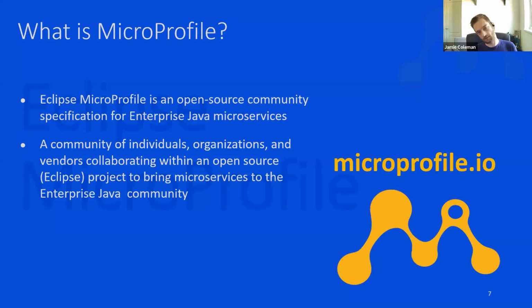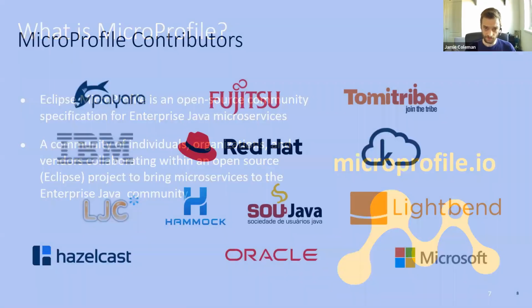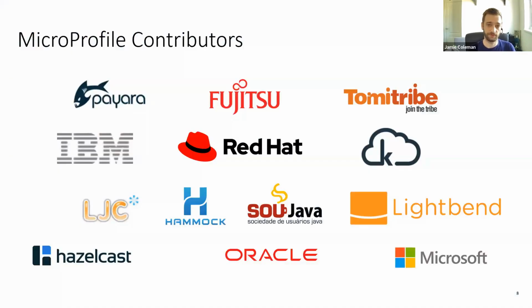Okay, so just a bit about Eclipse MicroProfile, if you don't know what it is. Essentially, it's an open source specification for Java microservices. It was created when cloud technology started taking off. Java EE, which is now Jakarta EE, wasn't moving in the right direction quick enough. So a big community of individuals and organizations came together to build what is now MicroProfile, to bring microservices to the enterprise Java community. And these are some of our contributors, and without some of them, MicroProfile wouldn't be where it is today.